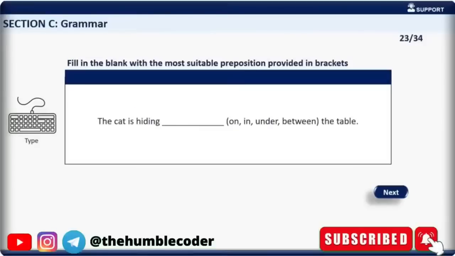And now the pattern of the question is going to change a little bit. The pattern is, fill in the blanks with the most suitable preposition provided in the brackets. So we have some prepositions. We have to select the most suitable preposition that will fit in this blank. The first question is, the cat is hiding dash the table. The options are on, in, under, between. The correct answer is going to be under. The cat is hiding under the table.